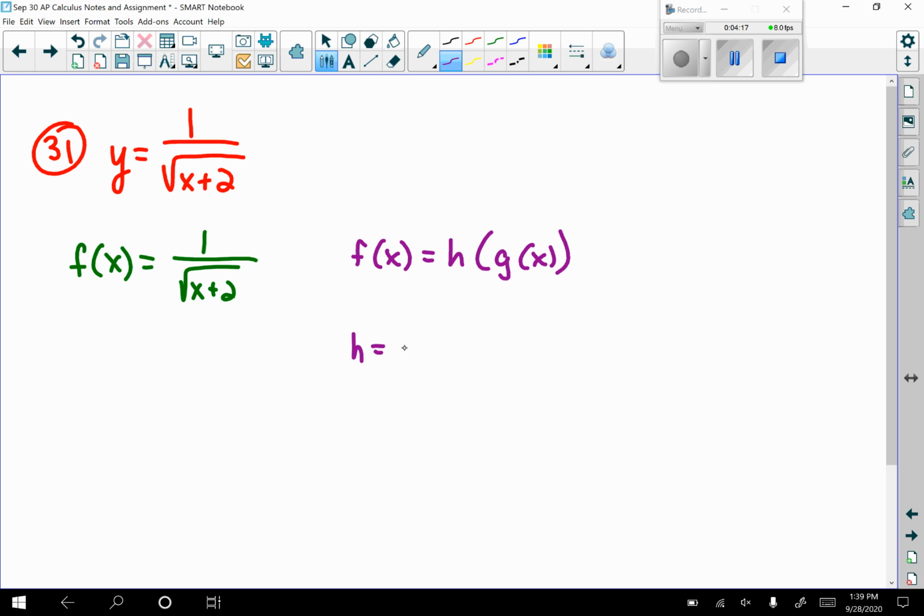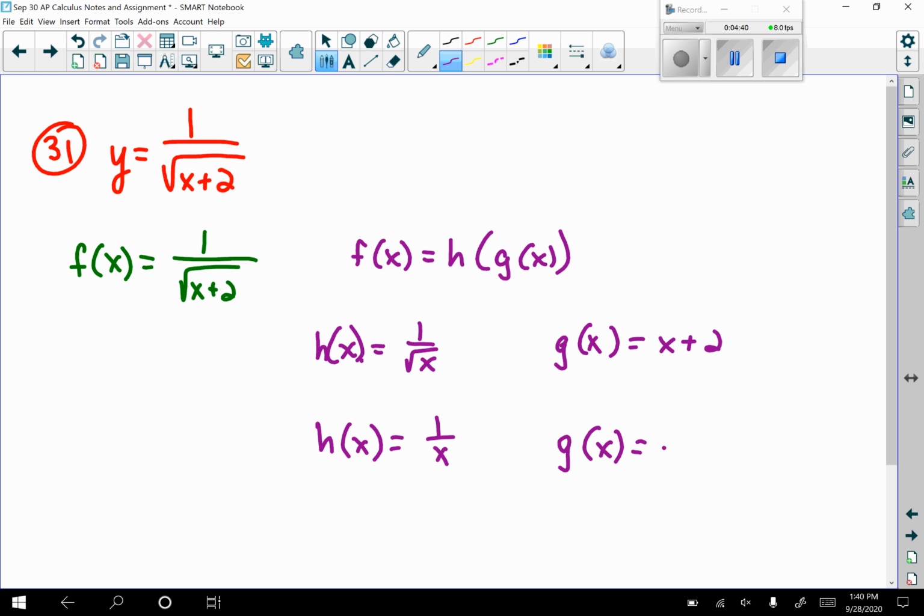So if I were to let h equal, let's say 1 over radical x, and then g of x would be x plus 2. We could work it out this way, but something else that we might be able to do too is just let h of x be 1 over x, and then g of x could equal the square root of x plus 2. So either way would not be too bad.